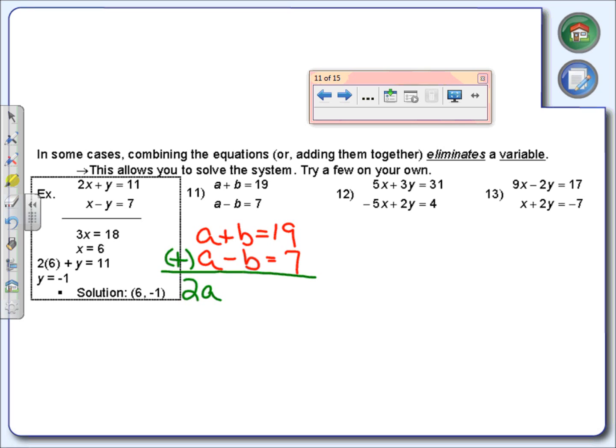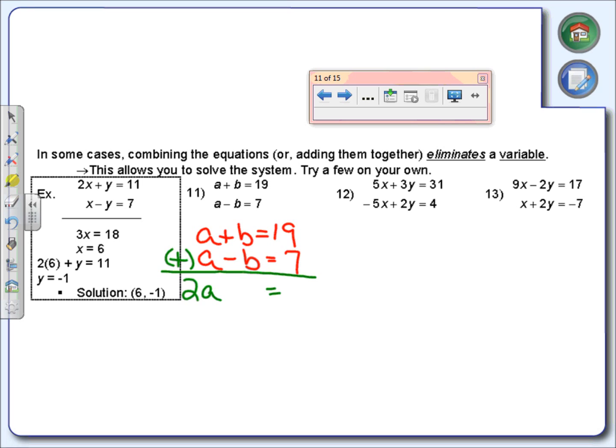Now I'm going to add the B's. I've got a B plus a negative B. B plus a negative B is a 0. There are no more B's. What just happened to the B's? They just got eliminated. That's why we call it elimination. We're trying to get rid of something. And we just got rid of the B's.